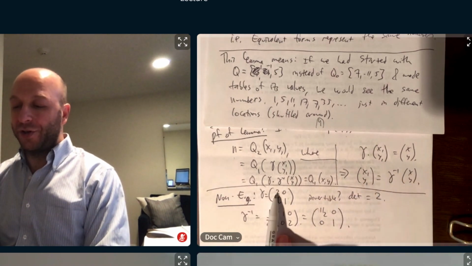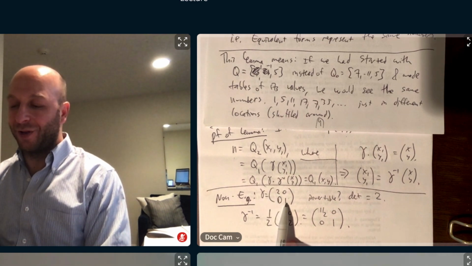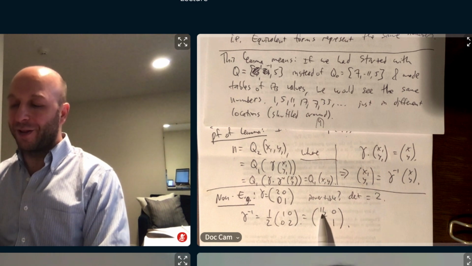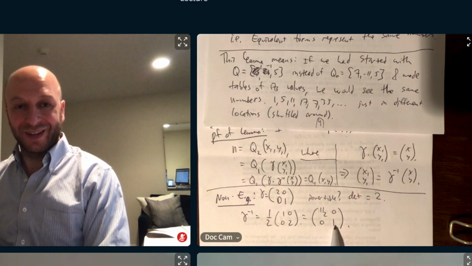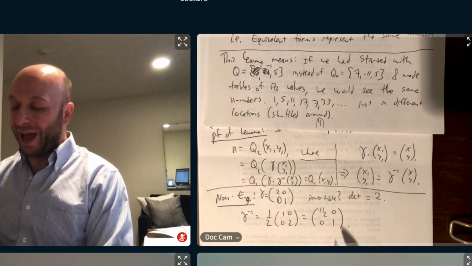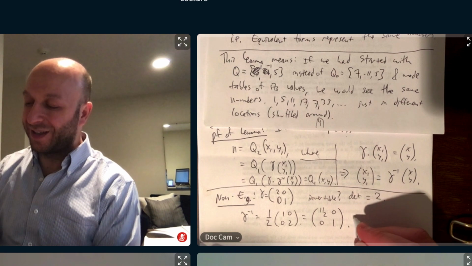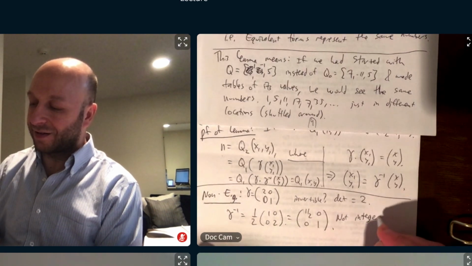If you want to undo that, what does this do? It multiplies the first number by 2 and leaves the second number alone. If you want to undo that, you multiply the first number by a half and leave the second one alone. Right, and the 1/2, this is not an integer matrix.